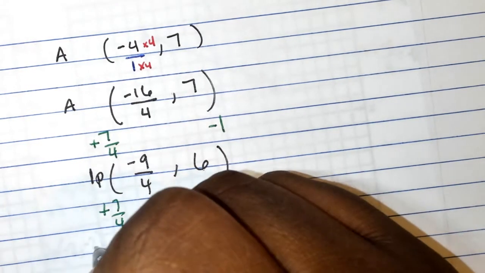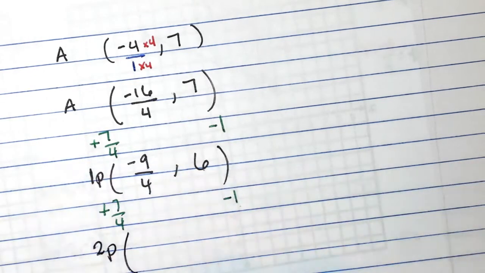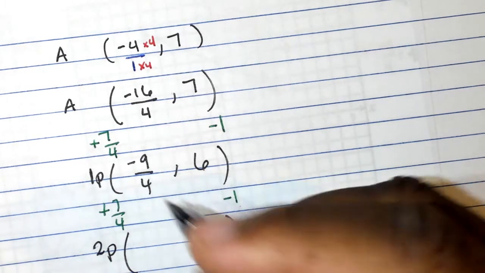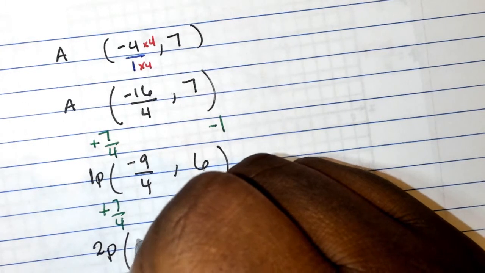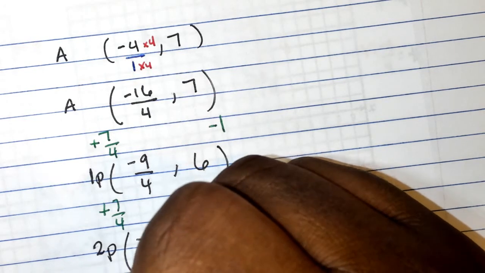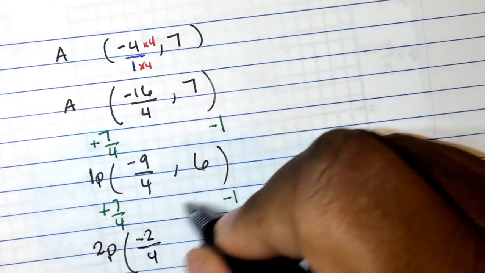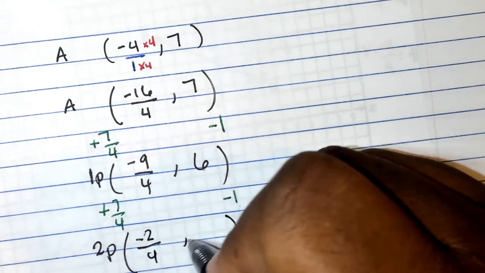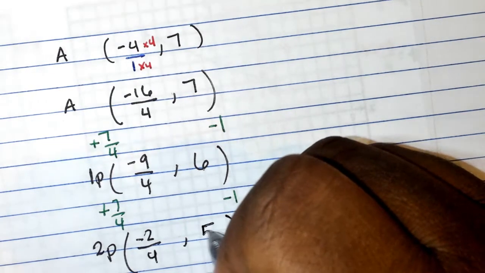Second partition is going to be -9 plus 7, which would leave me at -2 over 4. And then 6 minus 1 is going to leave me at 5.